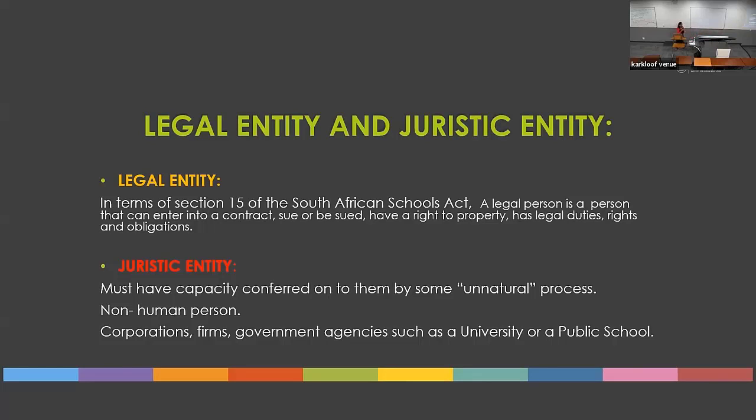And then a juristic entity is not somebody, but something that has capacity conferred on it by some unnatural process, and I have unnatural in inverted commas. It's a non-human person. This then refers to corporations, firms, government agencies, universities, or public schools. Now, thus far, most of what I was speaking about you would have to look at in the context of a public school. Private schools can have their own policies. They still have to be in line with the Constitution, but it is not generalized. Okay? So your juristic entity in this circumstance is your public school.